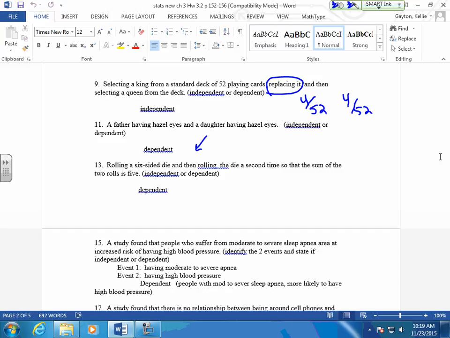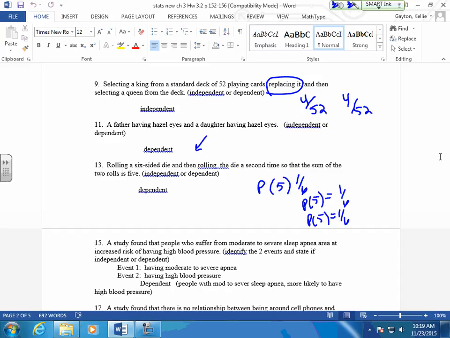Rolling a six-sided die and then rolling a die a second time so that the sum of the two rolls is 5. Does one roll of the die have any effect on the other roll of the die? No. So what is the probability of getting a 5 on the first roll? What is the probability of getting a 5 on the second roll? And the third roll? It won't change. It has no effect. We can't remove it off the die.